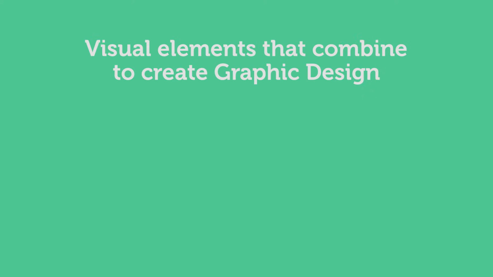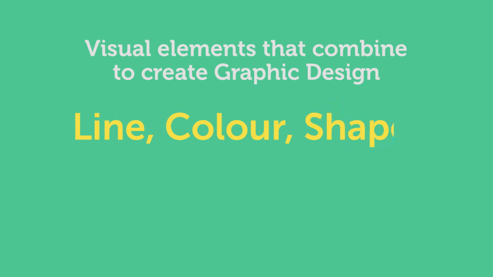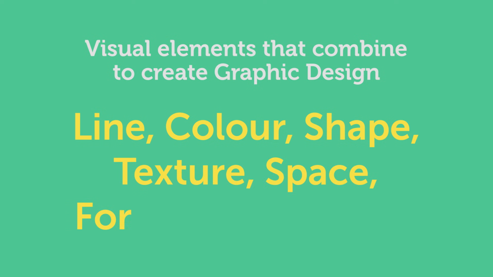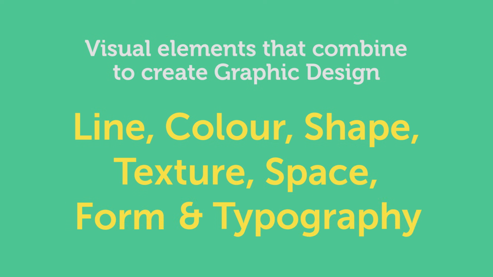So the graphic part of graphic design is made up of visual elements, the building blocks of design. Through the harness of our artistic expression, we choose these visual elements and arrange them on a surface in a layout to convey an idea. The basic visual elements that combine to create graphic design include the following: line, colour, shape, texture, space, form and typography. Whatever work you produce, be it for a magazine, a poster, a website or advertisement, these visual elements will play a part in your design.